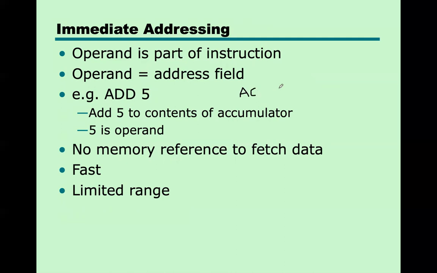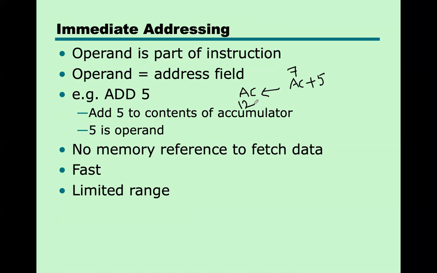So AC implies that whatever content is already in AC will be added with 5. This is the actual meaning of this instruction. Suppose the accumulator already contains 7. Then 7 plus 5 will be added, and what will it store? It will store 12.